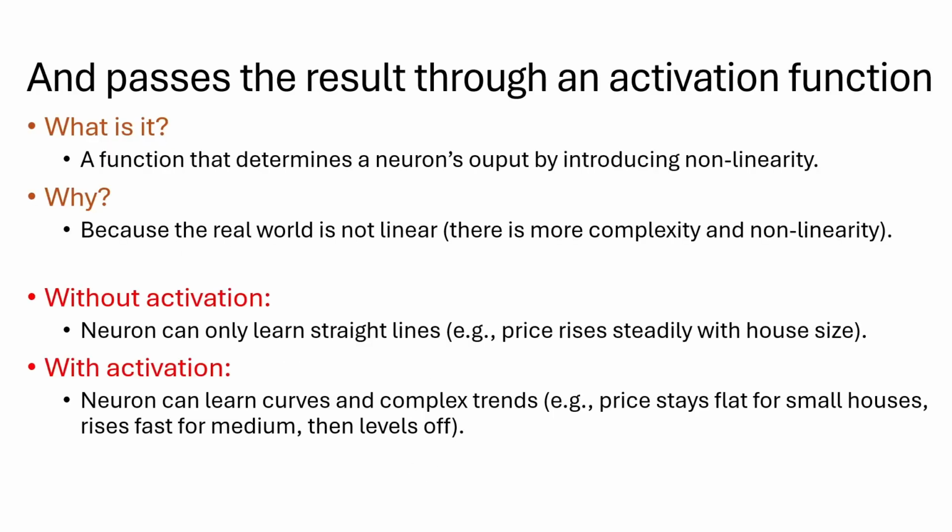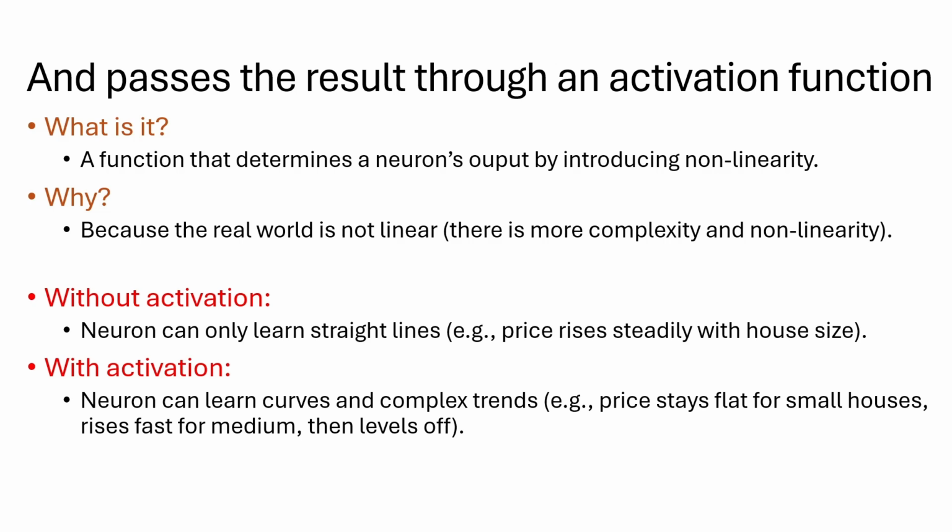Now the second part of the phrase: and passes the result through an activation function. What is an activation function? It's a function that determines a neuron's output by introducing nonlinearity. Why do we need nonlinearity? Because the real world isn't linear. Without activation, a neuron can only learn straight-line relationships. For example, price rises steadily with house size. With activation, a neuron can learn curves and complex trends. For example, price stays flat for small houses, rises fast for medium ones, then levels off.